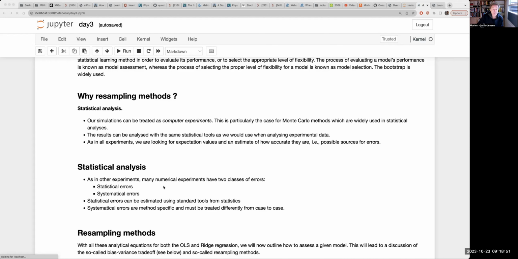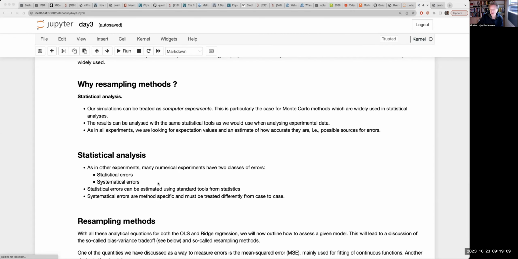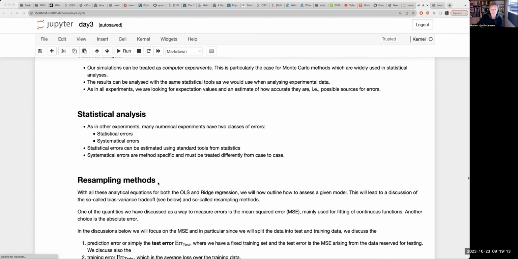And as in experiments in general, we have typically two classes of errors, statistical errors and systematical errors. The systematical errors are much more difficult to model, whereas statistical errors can actually be dealt with using standard tools from statistics. And this is what we are going to discuss when it comes to resampling methods.